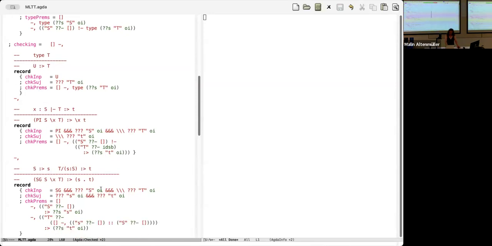And we also had this rule yesterday, which is that a dependent pair type accepts a pair little s, little t, if big S accepts little s, and then big T instantiated with little s accepts little t. So that's dependent pairs.